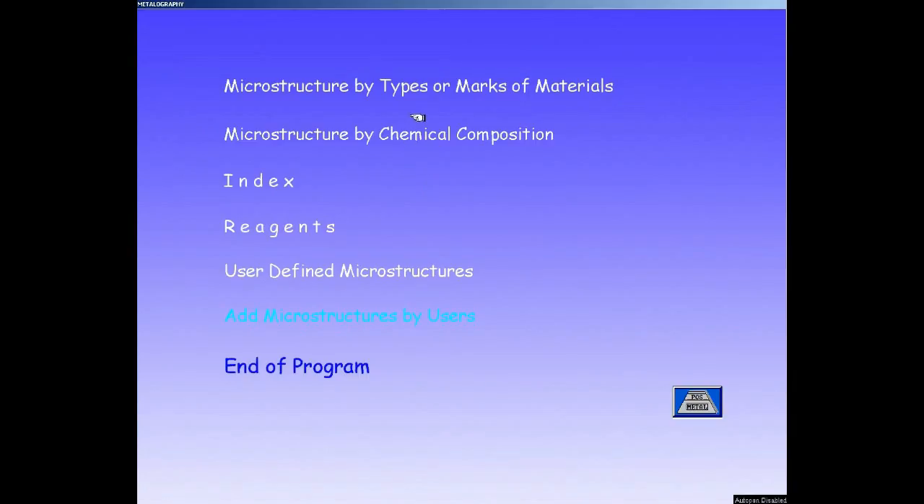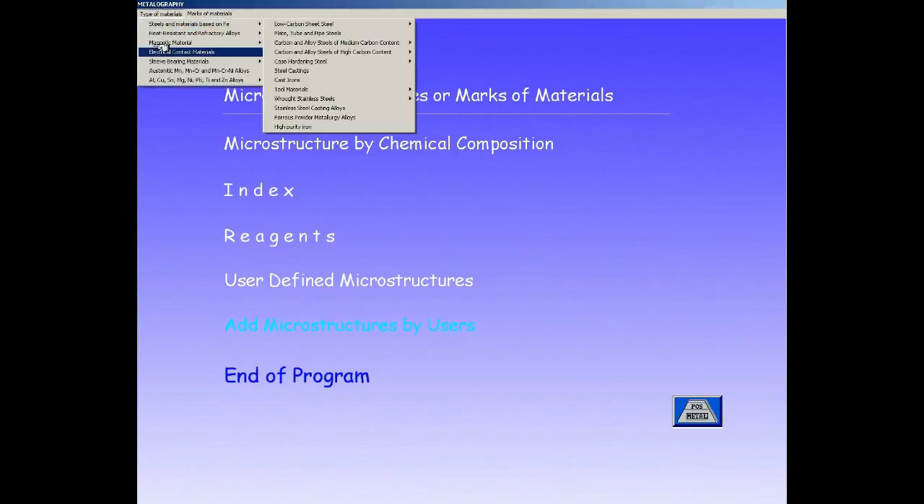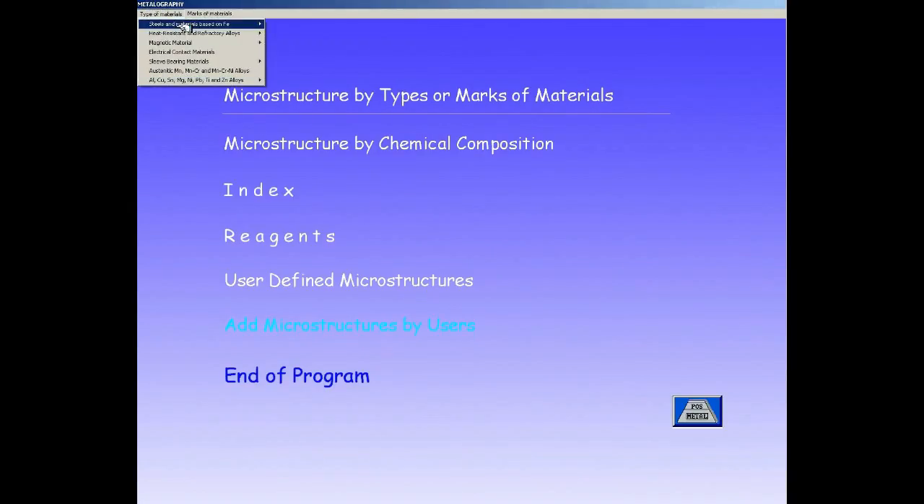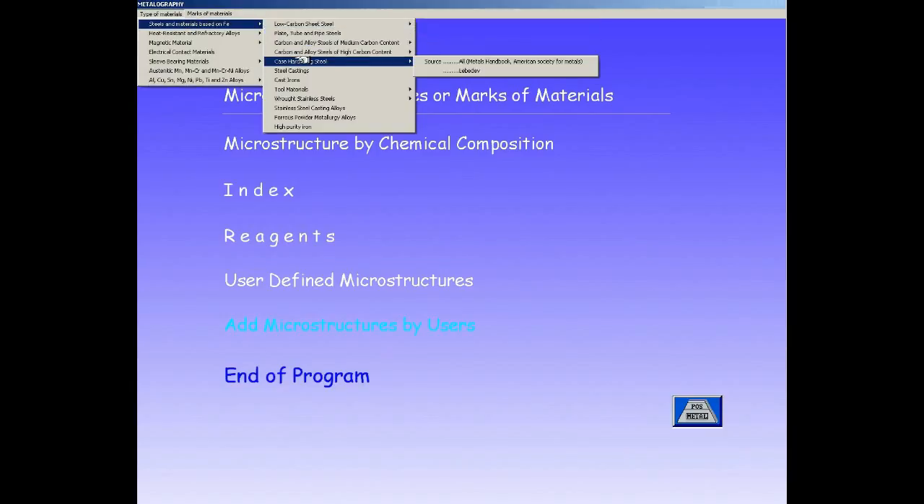First, we choose the item Microstructure by types or marks of materials. After activation, two offerings are shown in the upper bar. The first offering shows that the materials are integrated into groups and every group has yet a subgroup. For example, we choose the first item, steel and materials based on Fe, and the subgroup, case hardening steel.